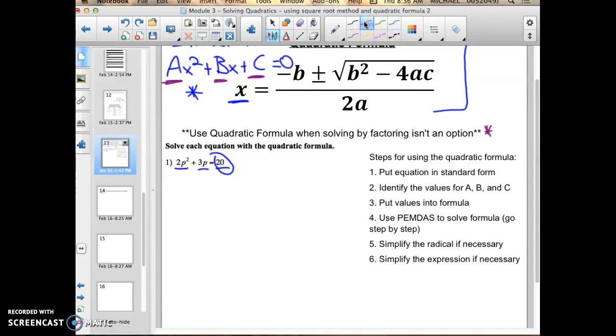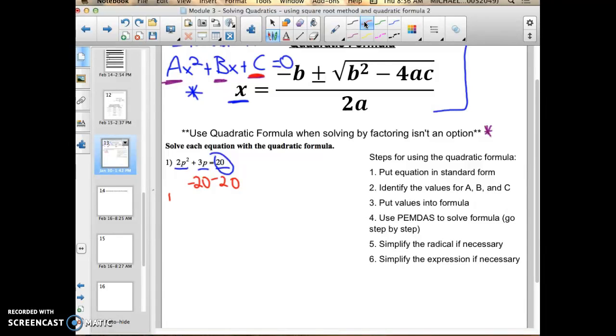So in order to do that, it's a positive 20 on the right-hand side. I need to subtract it from both sides to cancel it out on that side, and then on this side. Now, a lot of times people get confused, like there's nothing to subtract 20 from on the left-hand side. That's good. That just means that it becomes my c term at the end of the standard form of the quadratic.